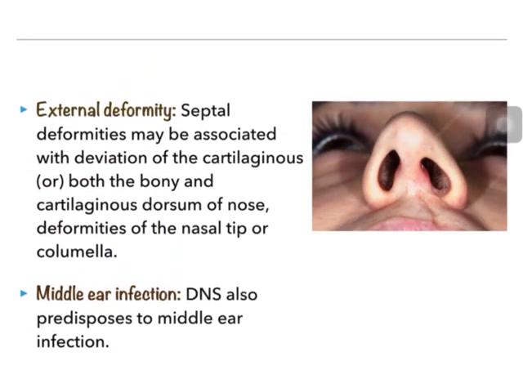External deformity. Septal deformities may be associated with deviation of the cartilaginous or both the bony and cartilaginous dorsum of nose, deformities of the nasal septum or columella. Middle ear infection. DNS also predisposes to middle ear infection.